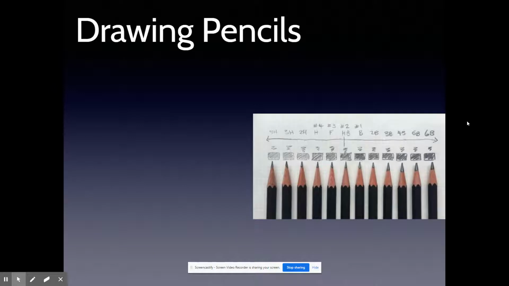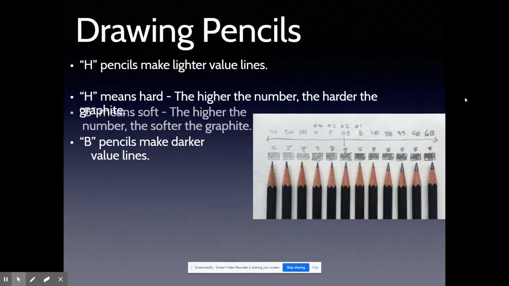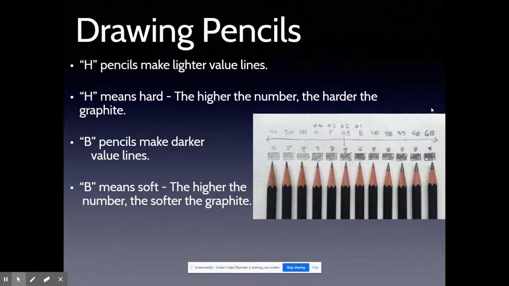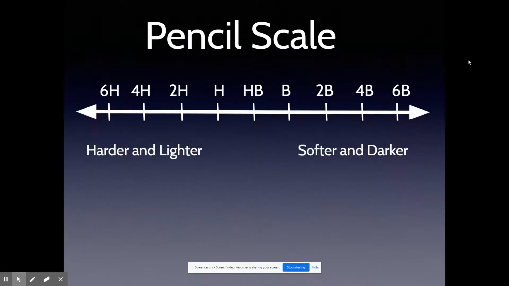Drawing pencils. Well, we're all familiar with the number 2 pencil. That's an HB, but what does that mean? An H pencil makes lighter value lines. So they're going to get a lighter color when you do that. H is hard. The higher the number, the harder the graphite. Contrary, the B makes darker value lines because it's a softer graphite. The higher the B number, the darker the value and the softer the graphite is. And then our middle value pencils are your H, F, your HB, and your B. If you want to think of the pencil scale kind of as a number line, you can do that here. Now, this is on your notes as well, so go ahead and fill that out. Feel free to pause it here if you want.